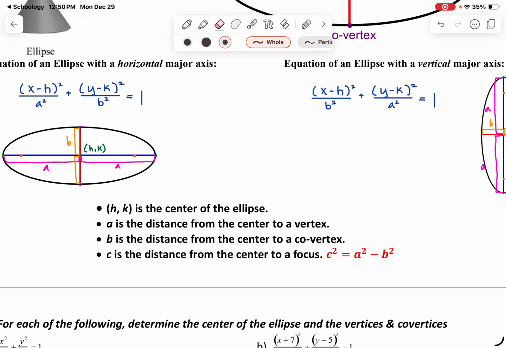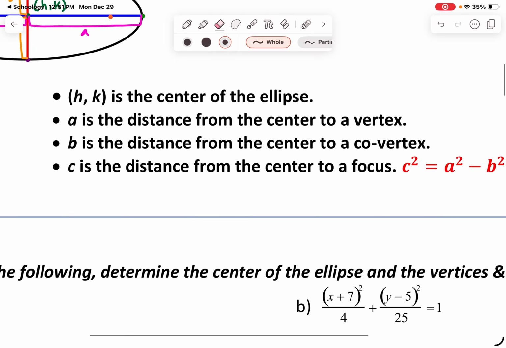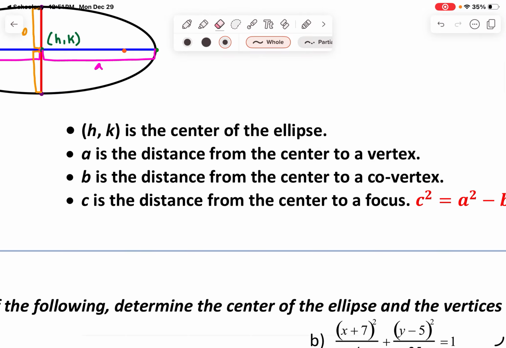Okay? And mind you, x minus h squared has to be first and y minus k squared has to be second in order to use that rule, but I'm not going to be trying to trick you by switching them. Okay, so things that we need to know. HK is the center of the ellipse. A is the distance from the center to a vertex. We have that labeled already. B is the distance from the center to a covertex. And then C, which you're like, what? We're going to graph our foci too. C is the distance from the center to a focus.